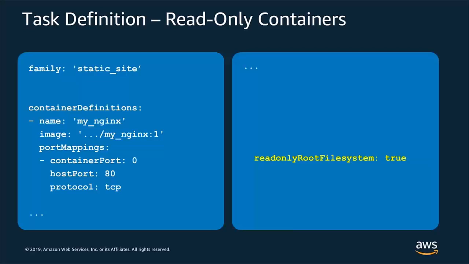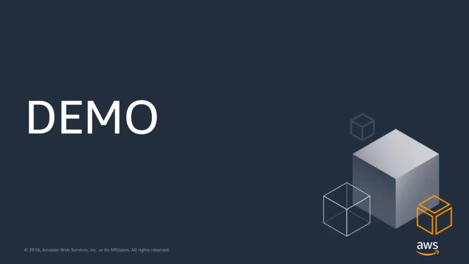In order to configure read-only containers inside the task definition and further inside the container definition, you simply only need to set the read-only root file system property to true. Now let's take a look at how we can use resource limits and read-only containers within AWS Fargate.